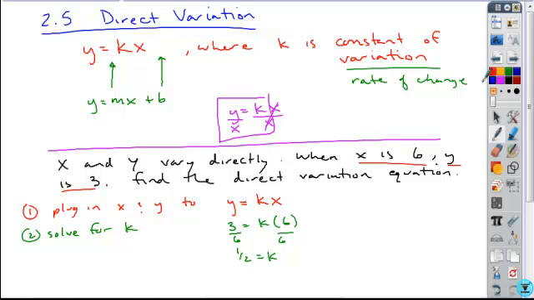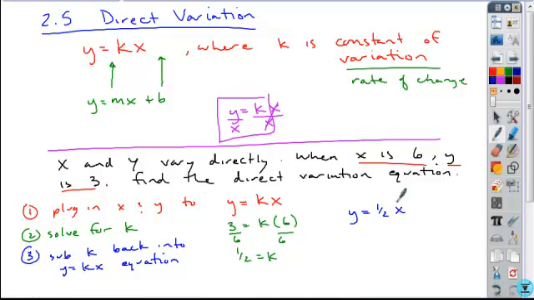Okay, and then depending on what you're asked, if all you're asked to do is find k, you're done. If not, you'll be asked to substitute k back into the y equals kx equation. So in this one, to find the direct variation equation, we have y is equal to, our k value was 1/2, x. And so that's all you'd have to do.